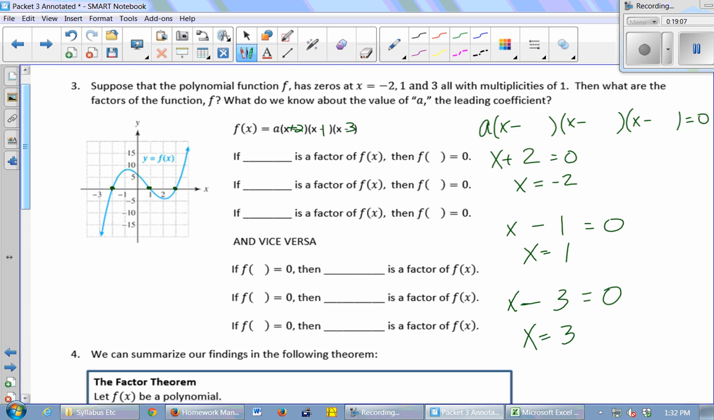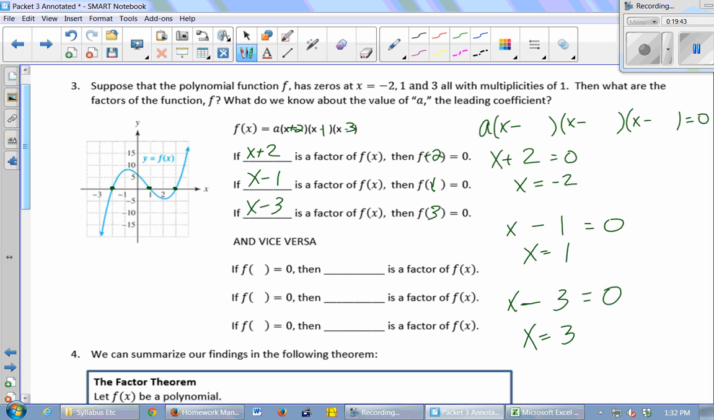All right. So if x plus 2 is a factor, then we know x equals -2 is a 0. So f of what would give me 0? -2. That's what it means to be a 0. If you plug in the number, you get 0 as the output. Okay, if x minus 1 is a factor, f of what would give me 0? 1. And if x minus 3 is a factor, then f of 3 is 0.